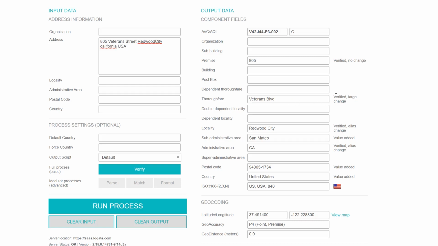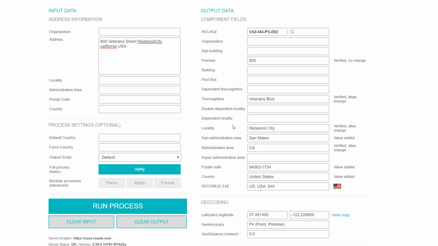And you also notice that there's indications that there was a large change between the input and the output. Redwood City is expanded. Notice the enhancement of adding the U.S. county, San Mateo, to the output. The abbreviation as a standard abbreviation used by the United States Postal Service, and then the ZIP+4 was also added.